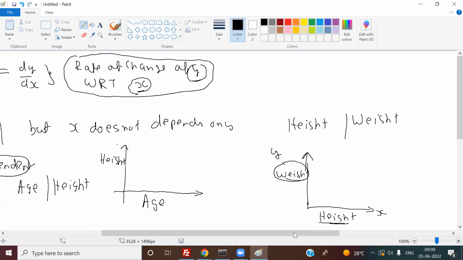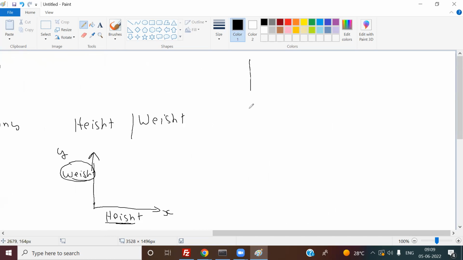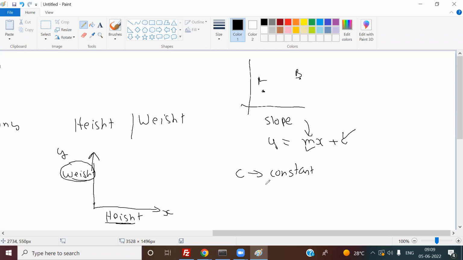Now, yesterday I remember we had taken 2 points, A and B. Then what did we do? We found the slope, and using the slope, we then found the intercept also, this C. So yesterday we discussed M, but what is this C? Normally we say this C is a constant, but this constant is also known as your intercept.